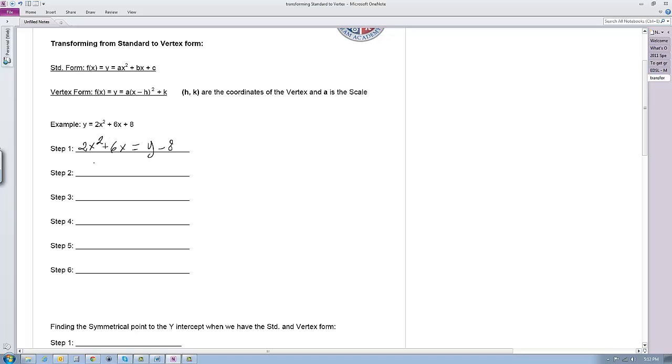So if I do that, I can rewrite this equation as 2 divided by 2 x squared plus 6 divided by 2 x equals y divided by 2 minus 8 divided by 2. And this can be rewritten as x squared plus 3x equals 1/2 y minus 4. Okay, we are halfway towards the transformation.